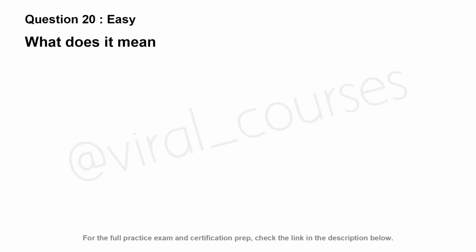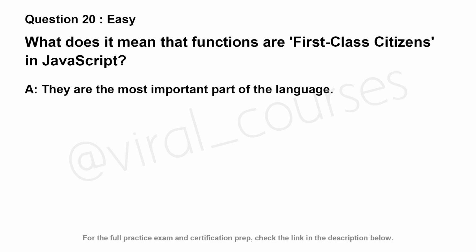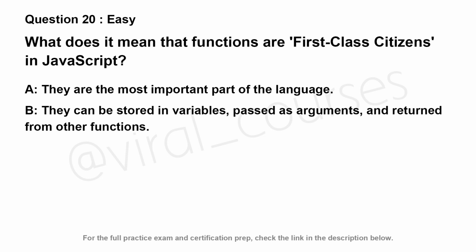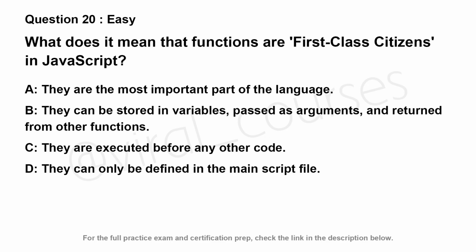What does it mean that functions are first-class citizens in JavaScript? Option A. They are the most important part of the language. Option B. They can be stored in variables, passed as arguments, and returned from other functions. Option C. They are executed before any other code. Option D. They can only be defined in the main script file.